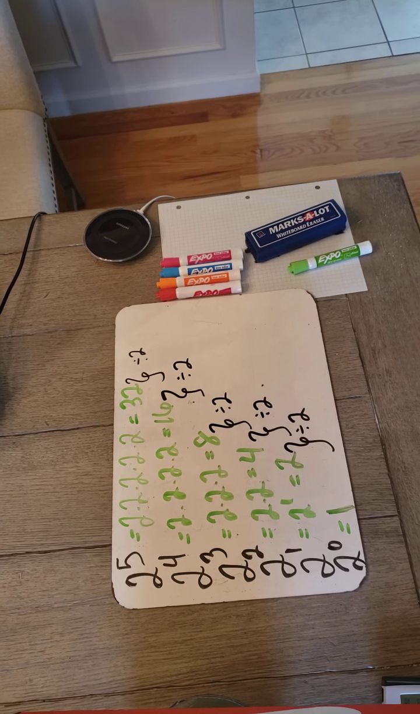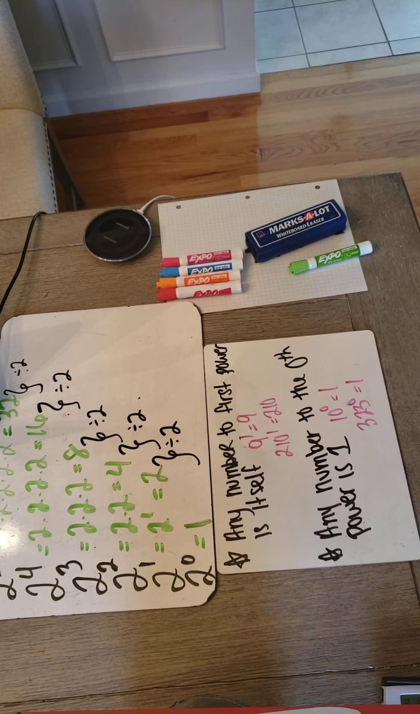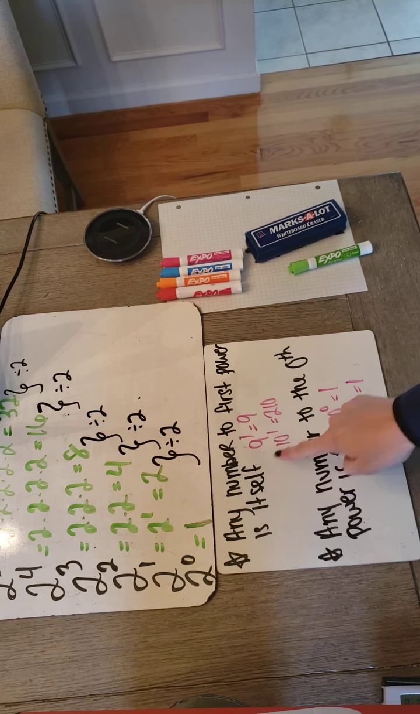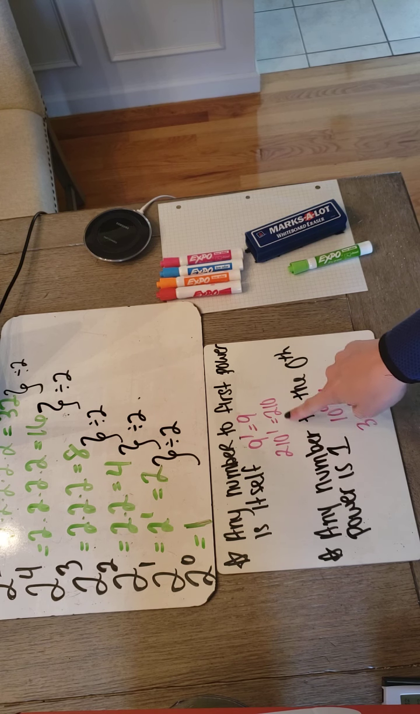So make sure you write this down. Any number to the first power is itself. So here, 2 to the first power was just 2. 9 to the first is just 9. 210 to the first is just 210. 1 million to the first is 1 million.